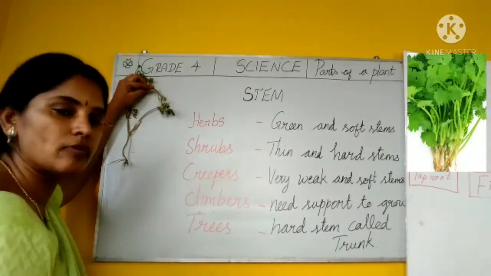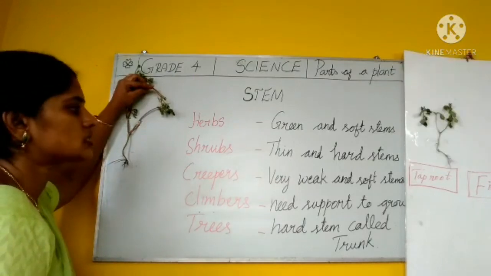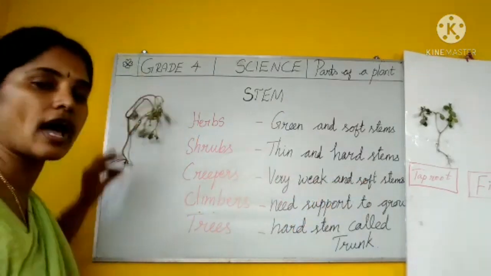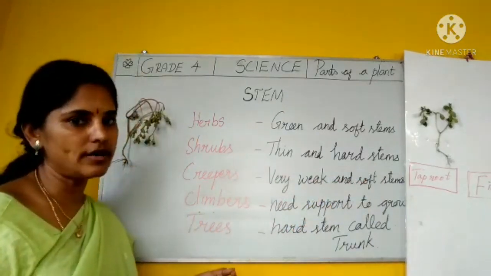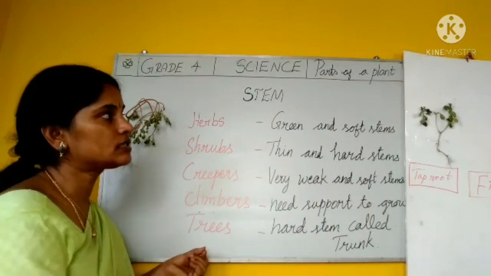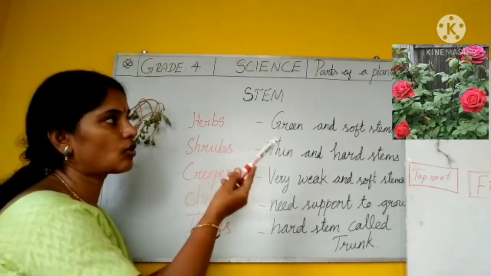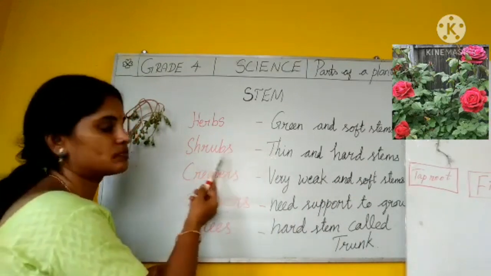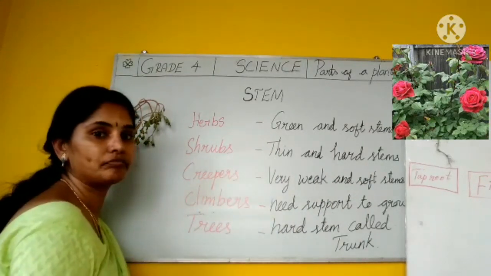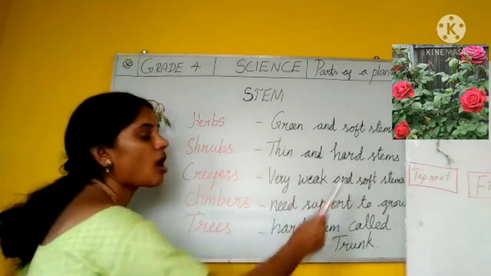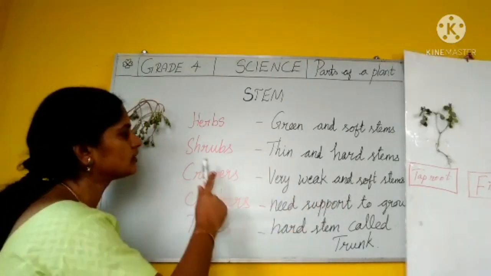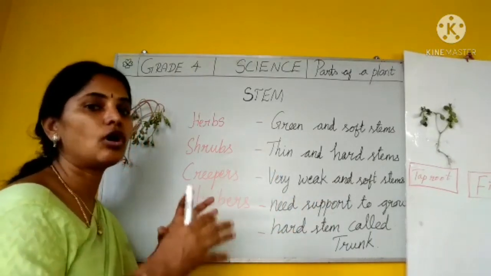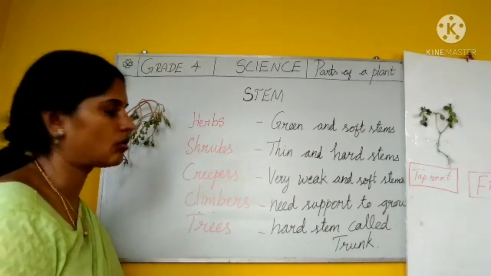Then shrubs. Shrubs have thin and hard stems. Look here, rose, hibiscus, bougainvillea are shrubs, with thin and hard stems. This kind of plants we call shrubs.